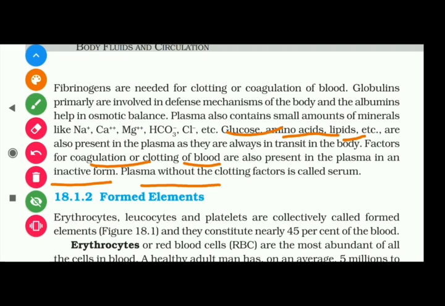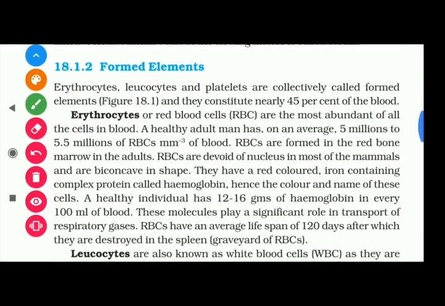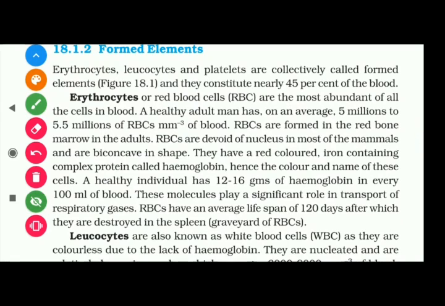Now next is the formed elements. So what is formed element? We will see one by one. Erythrocytes, leukocytes and platelets are collectively called formed elements. These तीनों को collectively called as formed elements and they constitute 45% of the blood. Blood का total 45% कैसा होता है? Formed elements का होता है.